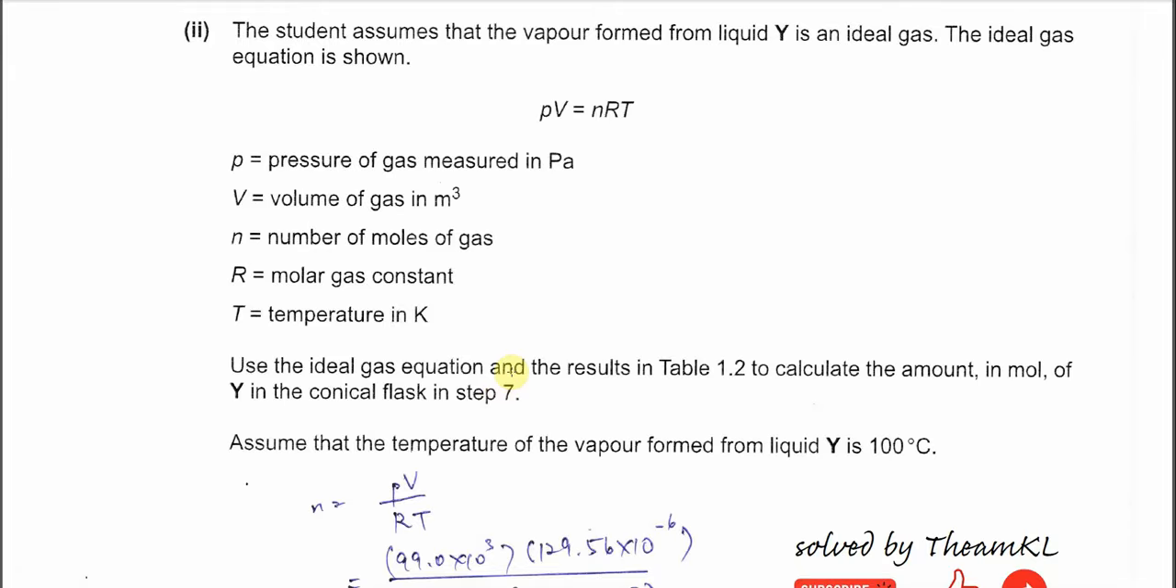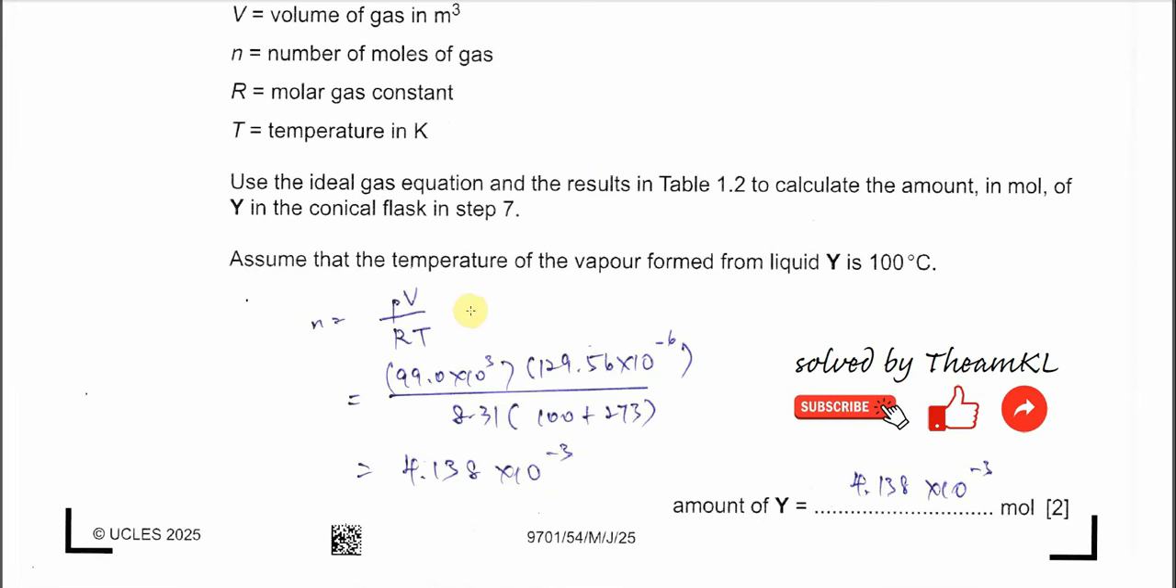Okay, part 2. The student assumes that the vapor formed from liquid Y is an ideal gas, so that's why we can use the combined gas law. So PV equals nRT. There are units for that. Pressure must be in Pascal, volume must be in meter cube, and the gas constant you can get from the table, and the temperature must be in Kelvin. Okay, so for this part, use the ideal gas equation.